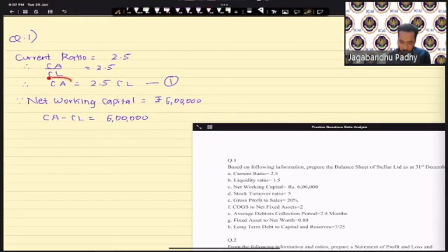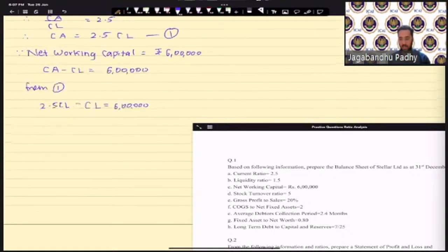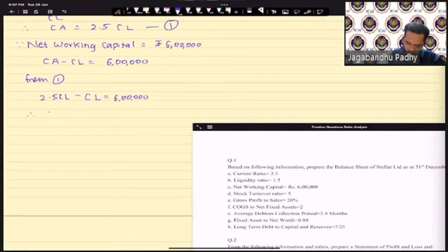Here we know that current asset is 2.5 times the current liability. So from equation 1, current asset can be written as 2.5 times current liability minus current liability, that's equal to 6 lakh. Therefore, this works out to 1.5 times current liability is 6 lakh. So current liability stands as 6 lakh divided by 1.5.